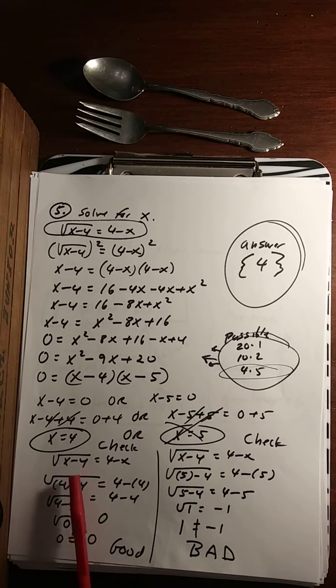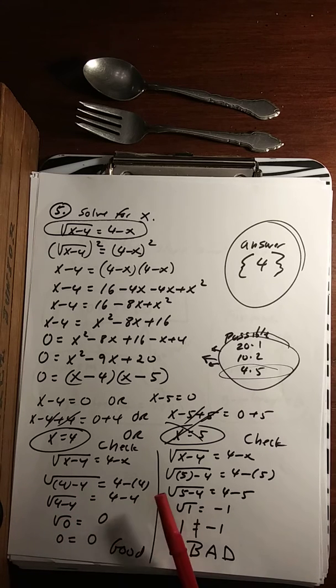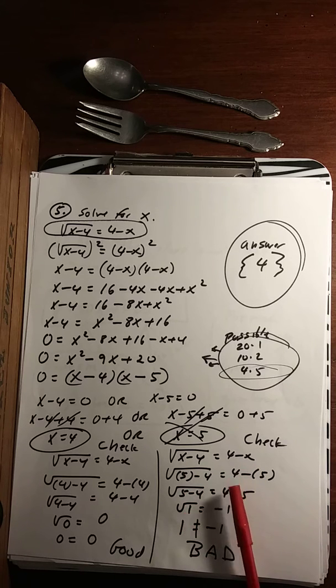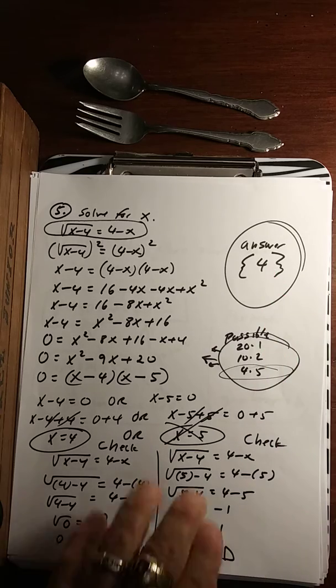Check them. Put 4 in there. 4 minus 4 is 0. Square root of 0 is 0. And that works. This one, 5 minus 4, 4 minus 5. That's going to give you 1. Square root of 1 is 1. But this is going to give you -1. Nope. So the only one that works is 4.